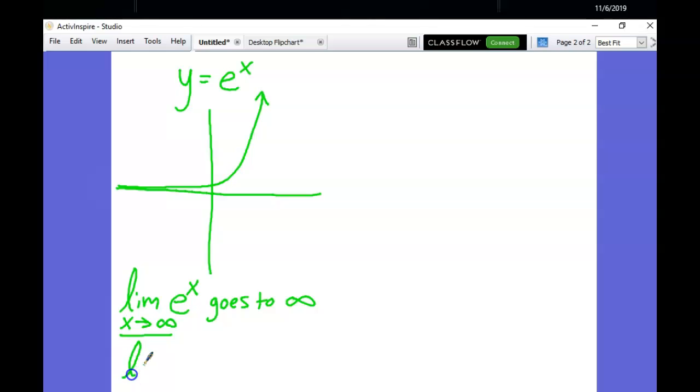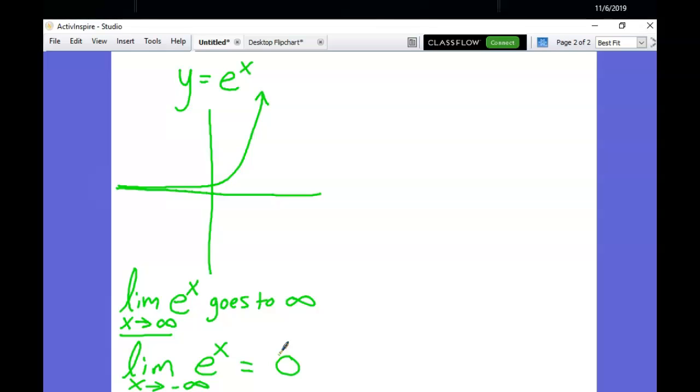Now, what about the limit as x approaches negative infinity for the same function? That means I'm going to the left. Now, as I go to the left, I am approaching a specific y value, and that specific y value is 0. Okay, so there's some basic facts I'd like you guys to be aware of there.